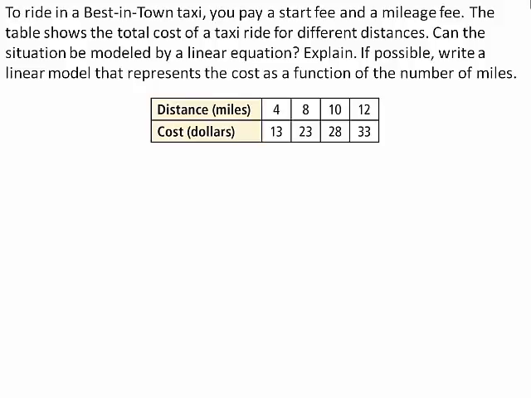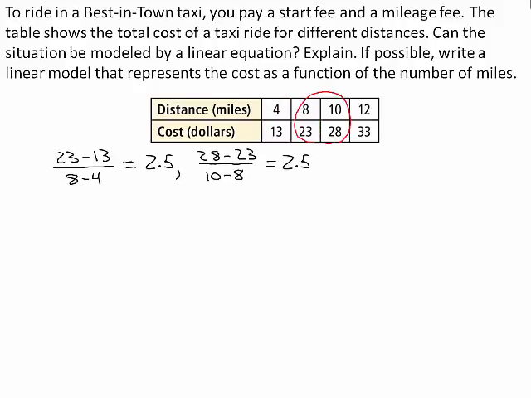To determine whether the data are linear, find the rate of change for consecutive data pairs in the table. The rate of change from 4 miles to 8 miles is given by the quantity 23 minus 13 divided by the quantity 8 minus 4, which equals 2.5. The rate of change between 8 and 10 miles is given by the quantity 28 minus 23 divided by the quantity 10 minus 8, which equals 2.5.